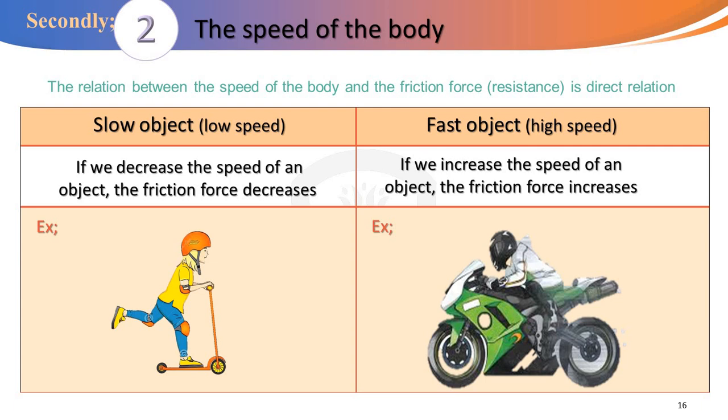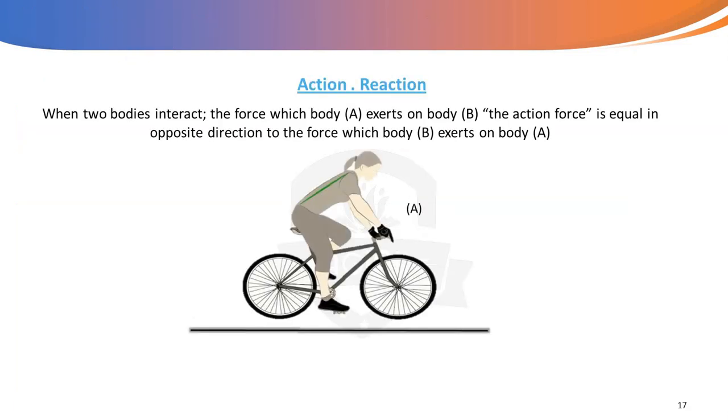I cannot understand. How can I decrease the speed of an object and the friction force decrease too? In the same way, if I increase the speed, the friction force increases too. Let me remind you of the action-reaction: I have two bodies, body A and body B. Body A moves in the direction of the motion, so it will be a positive force. And body B moves in the opposite direction, and we call it a negative force. And at the end, we said that the negative force is equal to the positive force.